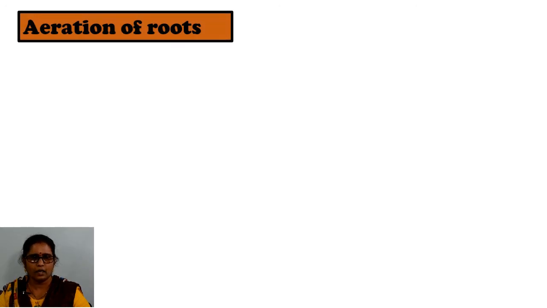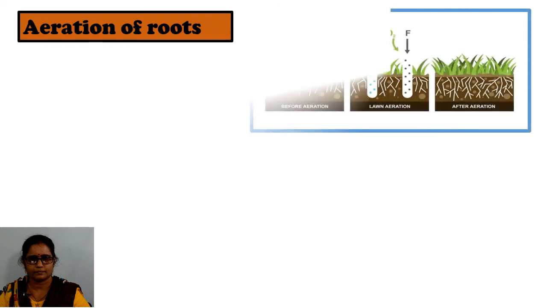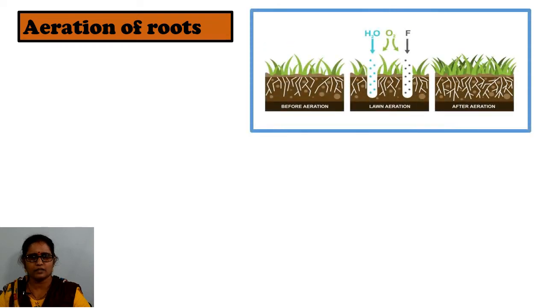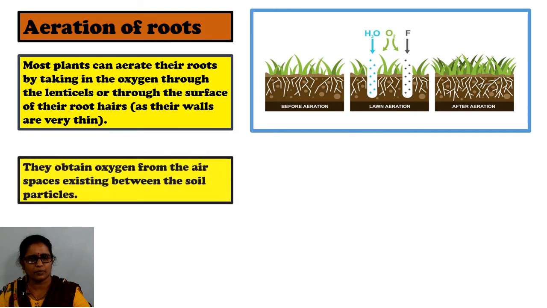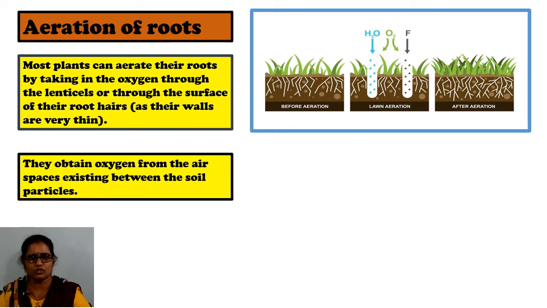Now let us see how the roots of any plant can get aeration. In the soil, there are spaces between the soil particles, and most plants can aerate their roots by taking in oxygen through the lenticels or through the surface of their root hairs, as their walls are very thin, and they obtain oxygen from the air spaces that exist between the soil particles.